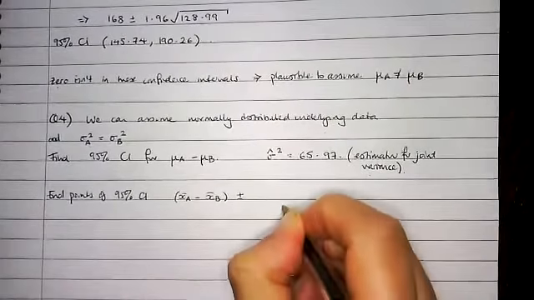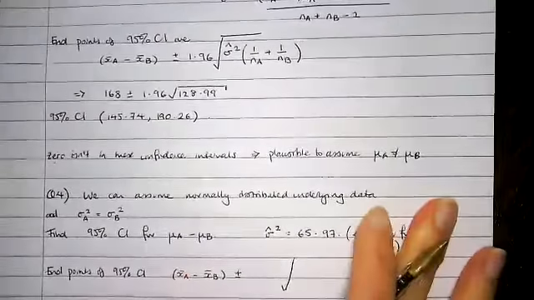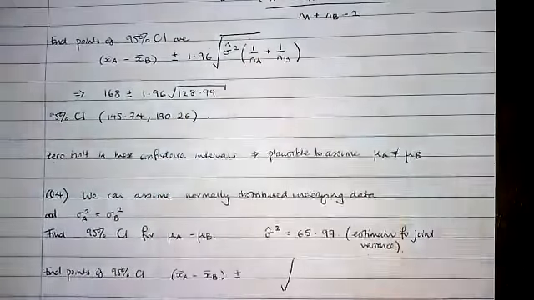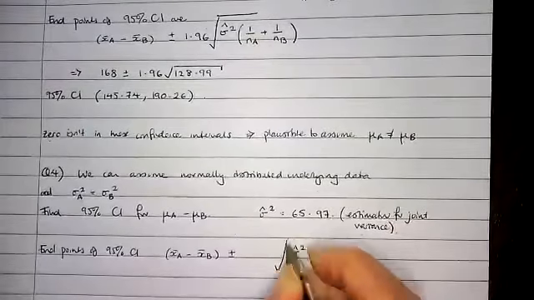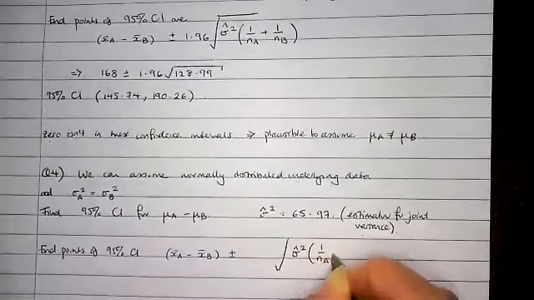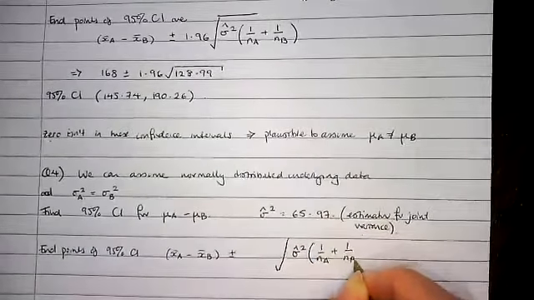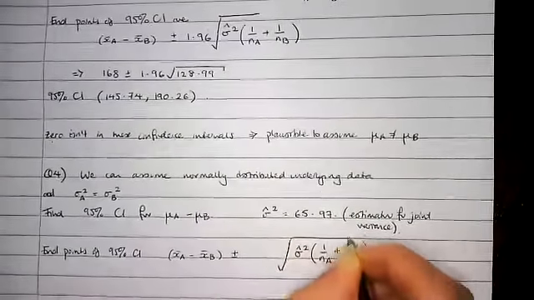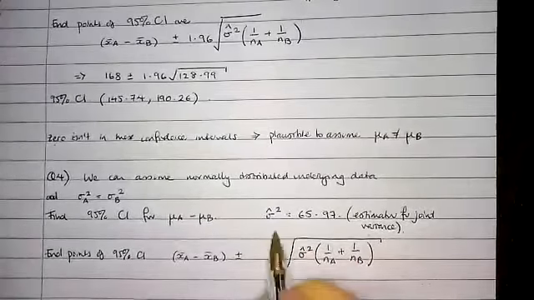Well, certainly what was going under the square root here was exactly the same as in the case where I couldn't assume a normal distribution. So it would be the estimator for the joint variance times 1 divided by NA plus 1 divided by NB. And then something would go here.